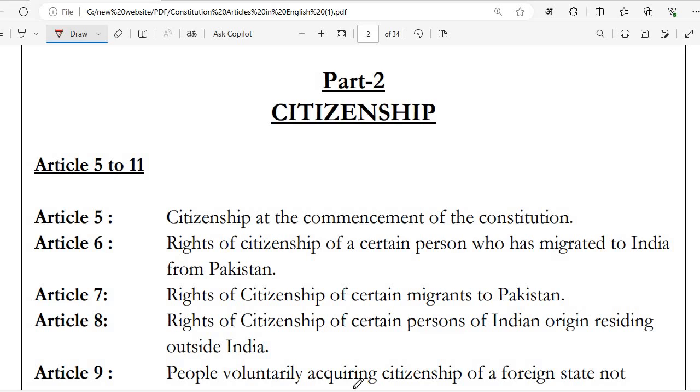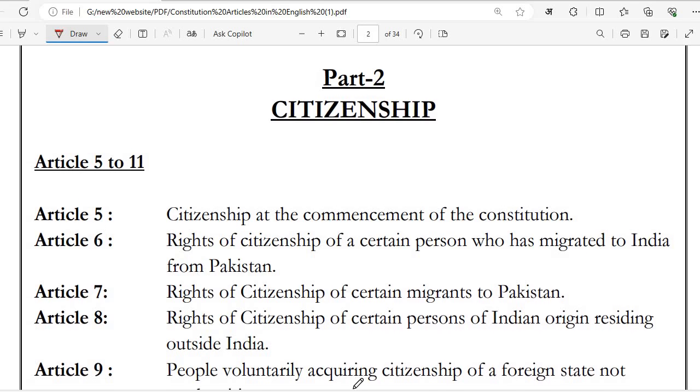According to Article 7, rights of citizenship of certain migrants to Pakistan, those people who migrated from India to Pakistan were excluded from citizenship. And Article 8, rights of citizenship of certain persons of Indian origin residing outside India. It means that those persons who were residing outside India, in abroad countries, under specific circumstances were adopted as citizens of India. Okay, so Articles 6, 7, 8 are the implementation of Article 5.